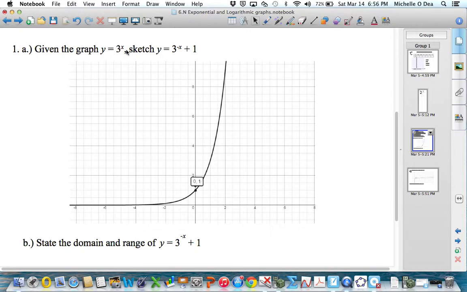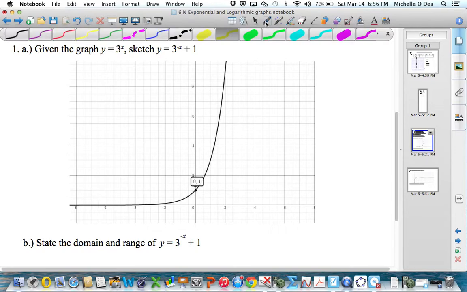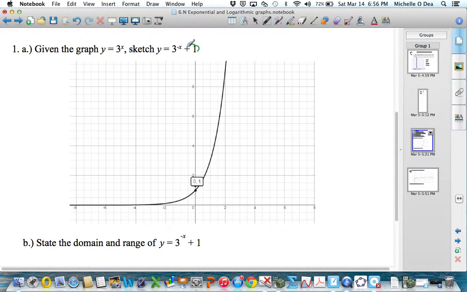Okay, so we're starting with the parent function, which is 3 to the power of x. So it's given to you here. This graph is 3 to the power of x. Then we want to sketch the function 3 to the minus x, plus 1. So the first thing we need to do is decide what the transformations are that are happening. So if we look at the plus 1, we'll start easy.